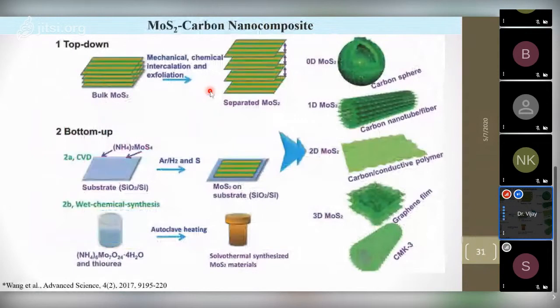As I told you, there is a second possibility of combining these two materials, like two-dimensional MoS2 or three-dimensional MoS2 into the carbon, making a nanocomposite. It can be zero-dimensional, one-dimensional, two-dimensional or three-dimensional. It can be made with a top-down or bottom-up approach, like CVD or a wet chemical approach, to make a three-dimensional hybrid structure of carbon and MoS2 for anode application in lithium-ion batteries.